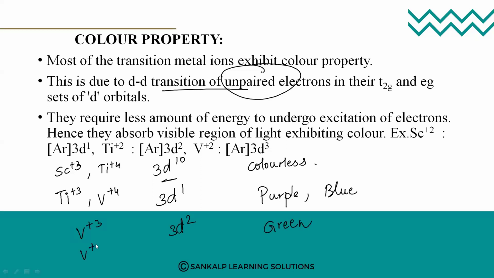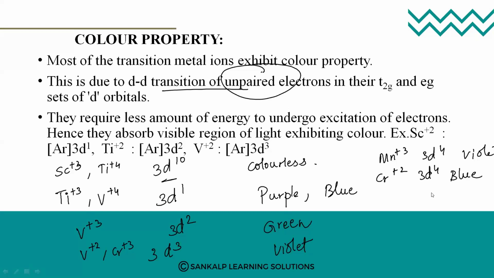Then vanadium +2 and chromium +3 are 3d3 and the color is violet. Then Mn +3 is a 3d4 system, the color is violet. Then chromium +2, 3d4 system, the color is blue. Then Mn +2, 3d5 system, the color shown by the complex will be pink. Then Fe +3, a 3d5 system, shows yellow.